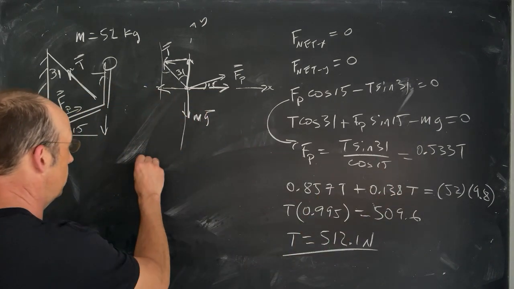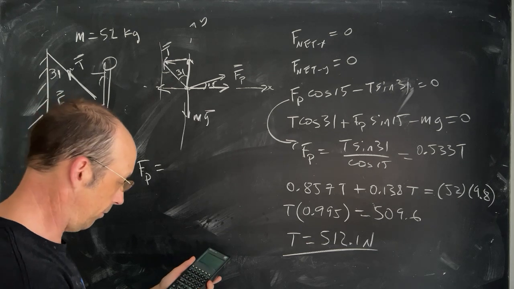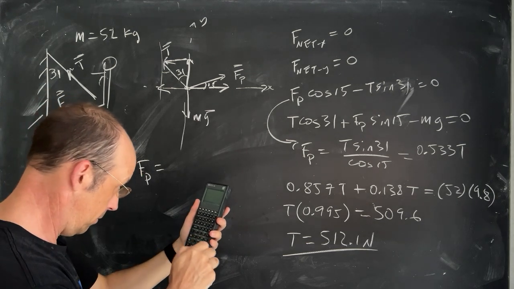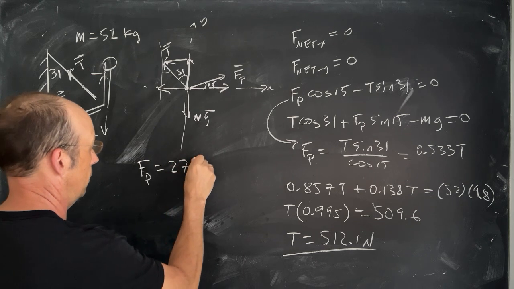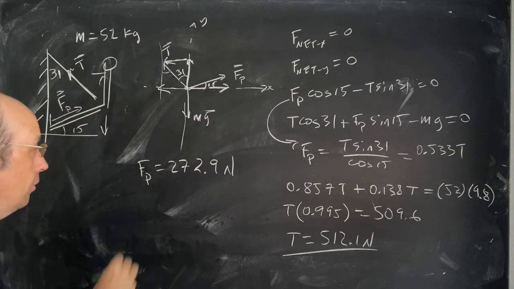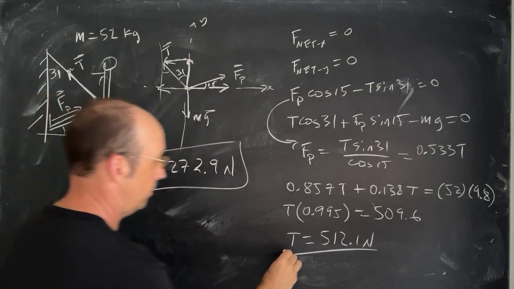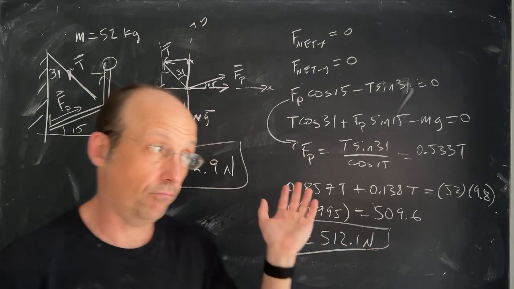So F push is 0.533 times t, which gives 272.9. And that's the magnitude. Okay, so those are my two forces right there. And that was part A. And that had nothing to do with friction, right?